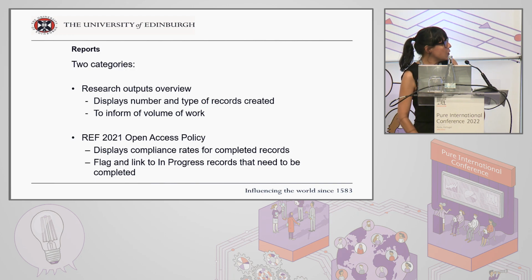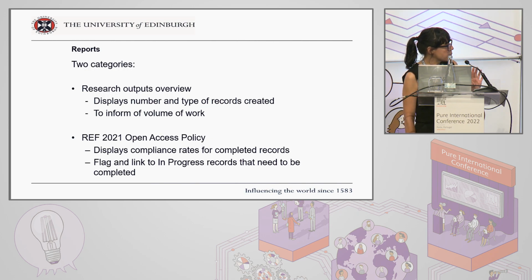As you will see on the demo afterwards that Nick has prepared, the reports have two categories. The first one is an overview of research outputs, so it shows the number and type of outputs in Pure. This is helpful to inform about the volume of work, but it's also useful for checking trends, for example. And the second is the Open Access Compliance Board.